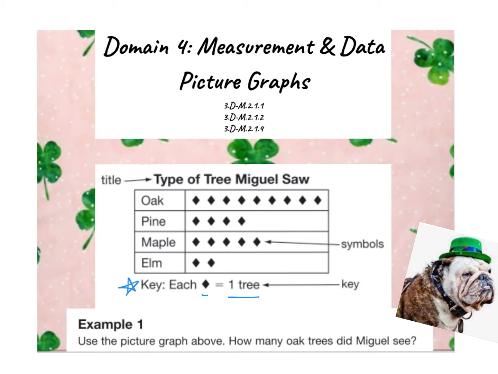All right, and so the question is asking how many oak trees did Miguel see? So I'm only looking at oak. So I'm going to go back up to my graph, and I'm only looking at oak, and I'm going to count up those oak trees. 1, 2, 3, 4, 5, 6, 7, 8, 9. So I could say Miguel saw 9 oak trees.